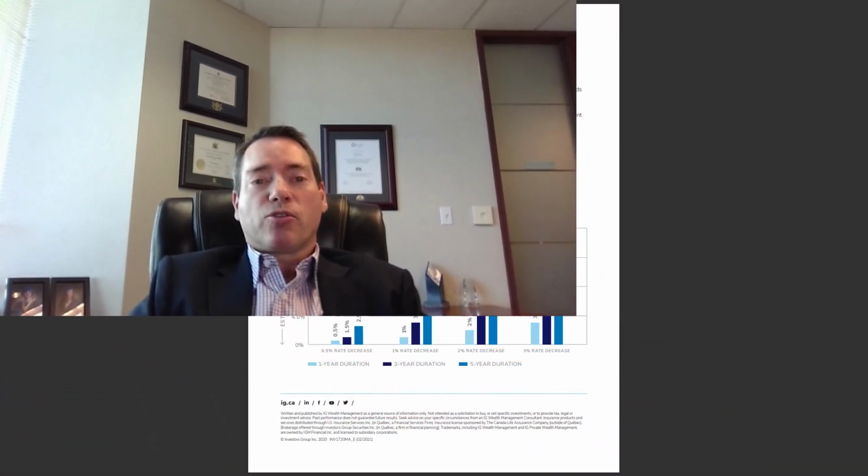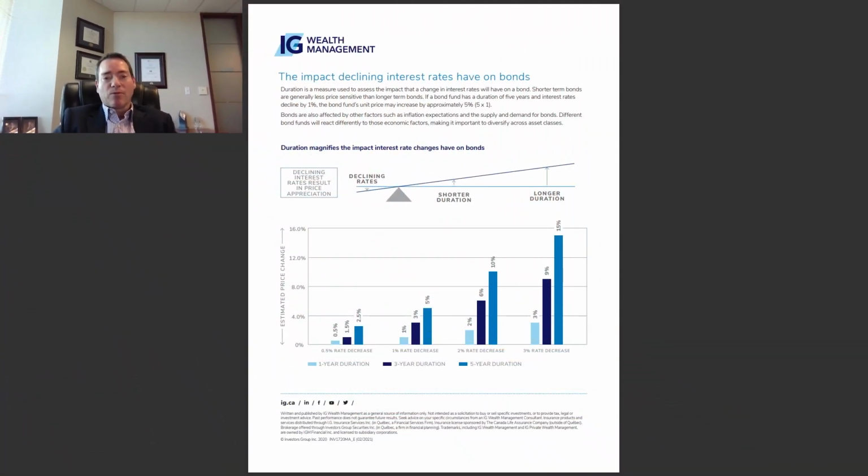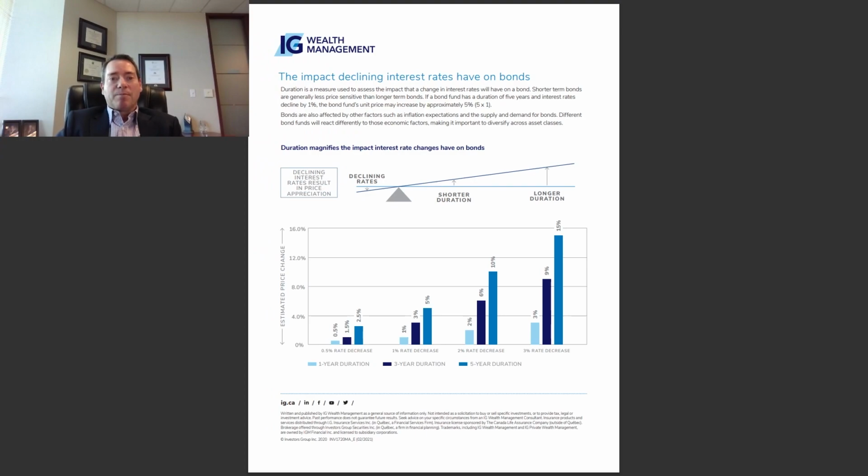Just a little bit today on what happens to bonds when interest rates are actually declining. At the moment, that may not be something that we're thinking about too much, maybe the opposite of what we're thinking, but we want to make sure we're clear on what will happen if those interest rates start coming back down. Duration is something that we hear when we're talking about bonds, and it's a measure used to assess the impact that a change in interest rates will have on a bond.